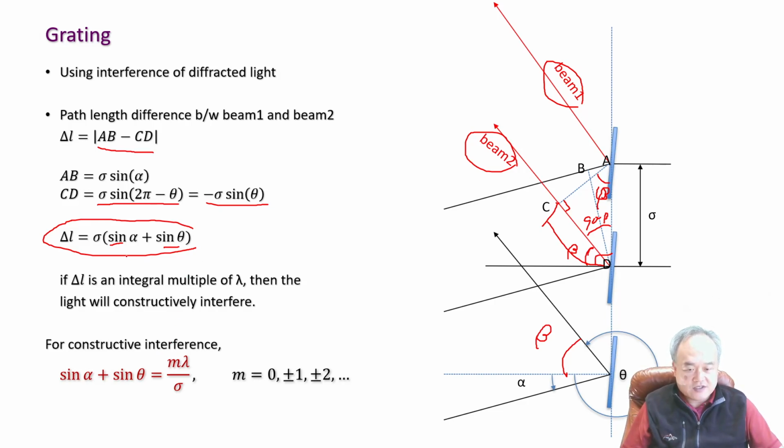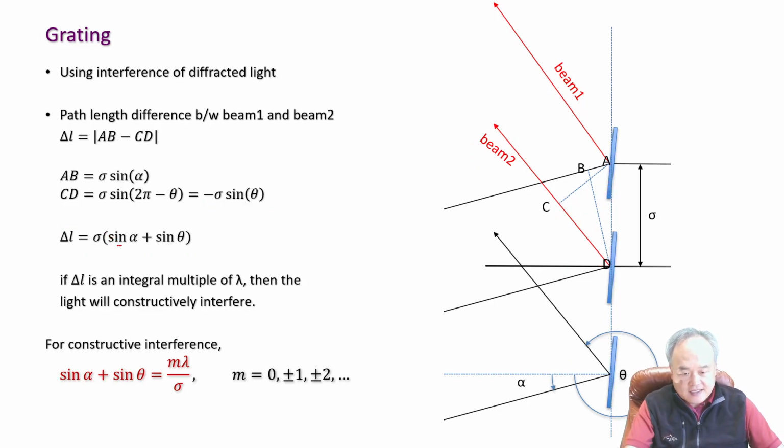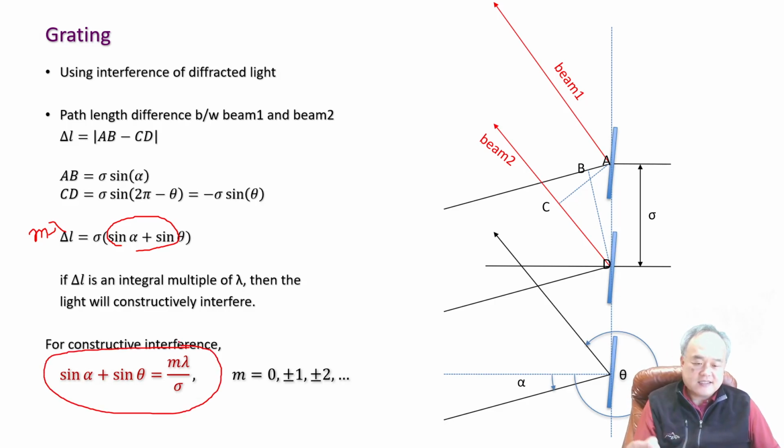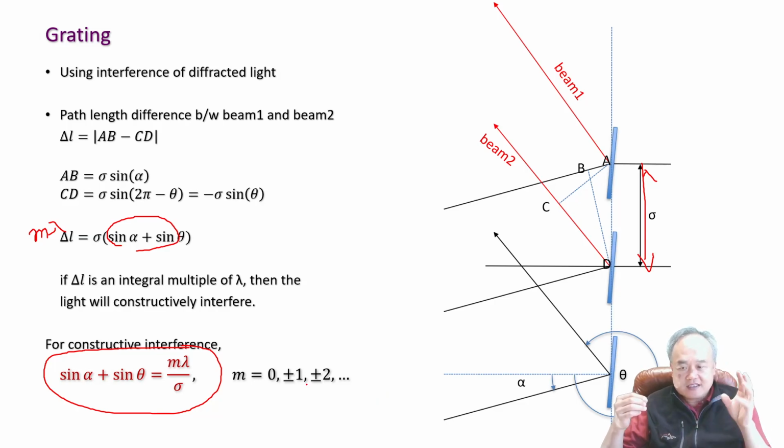So the constructive interference condition is that this quantity, sine alpha plus sine beta, times sigma, is an integer times the wavelength. Then sigma goes to the right side, and you basically have sine alpha plus sine theta equals m lambda divided by sigma. Here sigma is the groove spacing. Then m is the running integers 0, plus minus 1, plus minus 2.